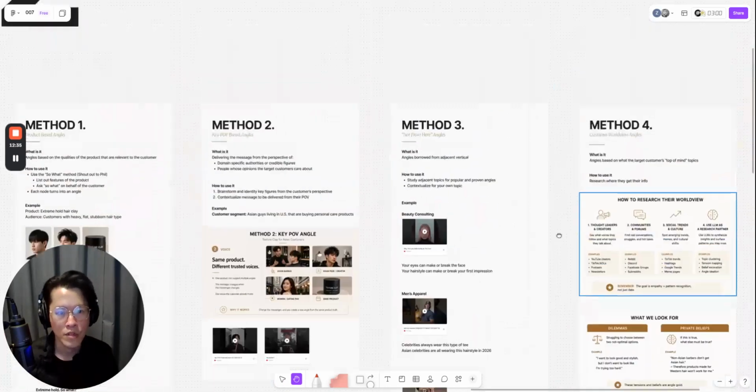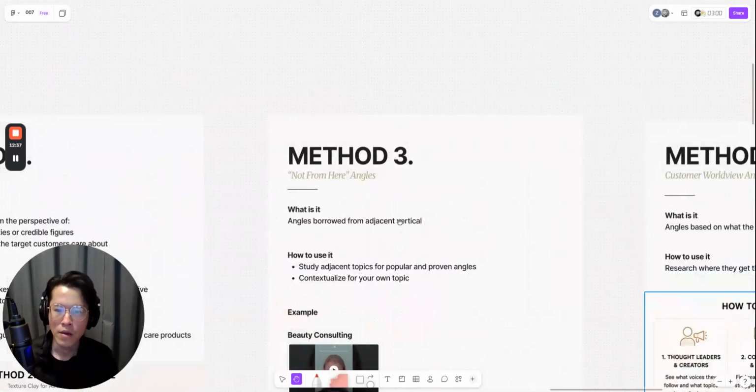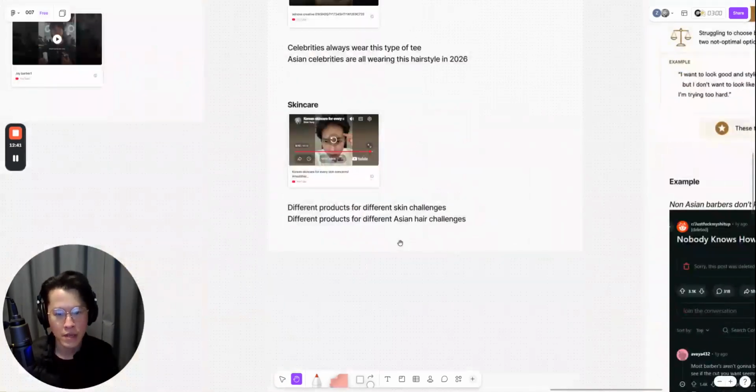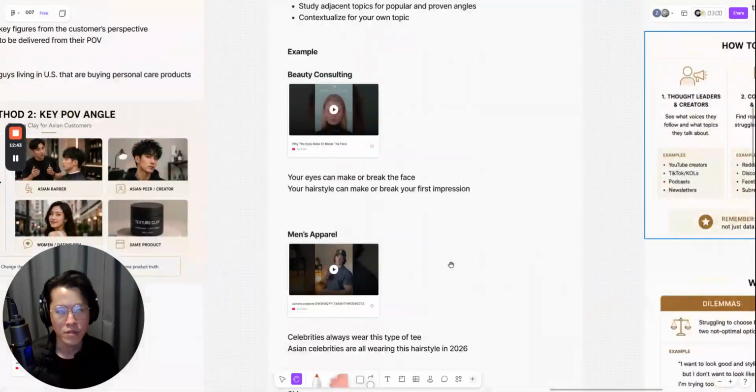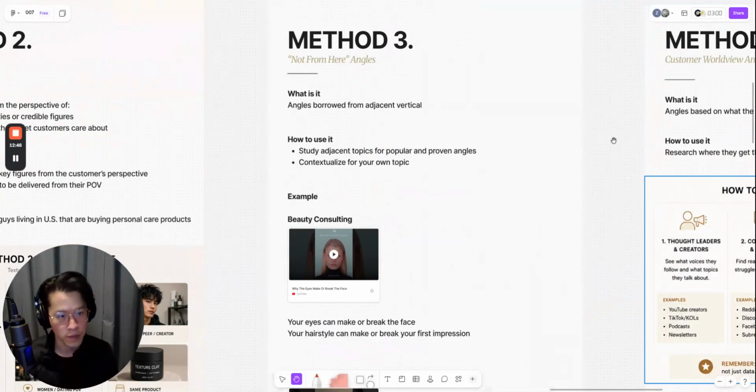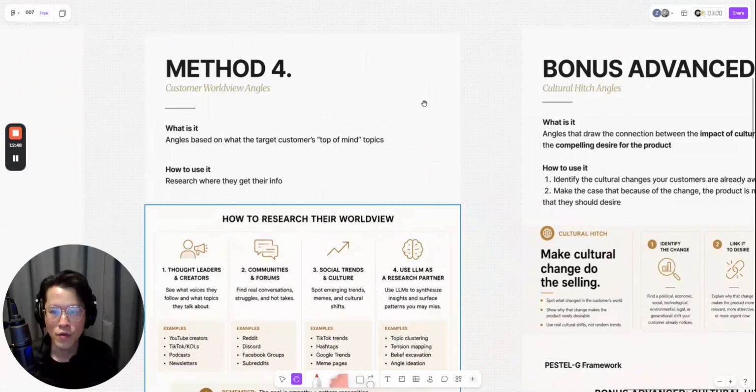All right, so in general, by looking at the adjacent verticals, we get to come up with these angles, and we get to just come up with unlimited ideas, so to speak. Let's move on to method number 4.